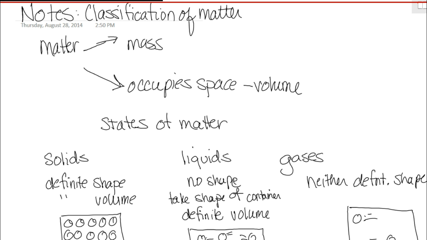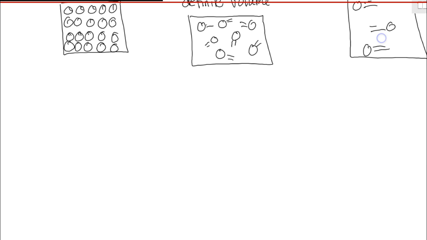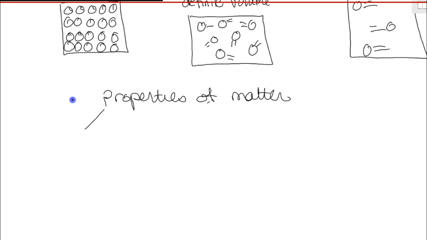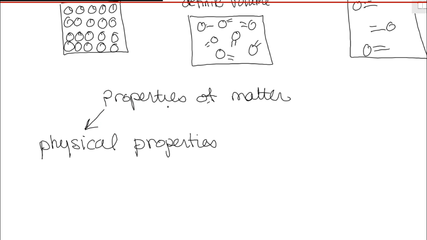Now, matter itself has different properties, and it's important for us to define those properties. Properties are basically characteristics that we can use to classify. We have properties of matter. Divide into two. We have physical properties, which are properties that have to do with characteristics, things that might be involved in a physical change. Those physical properties can be things like color, odor. Density is a physical property because it has to do with mass and volume.